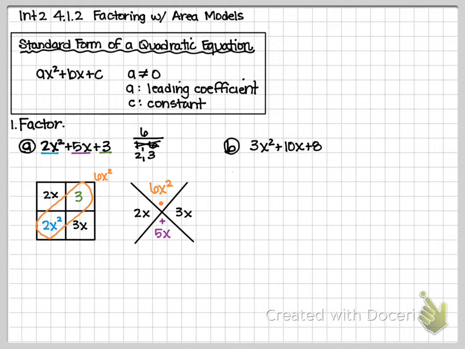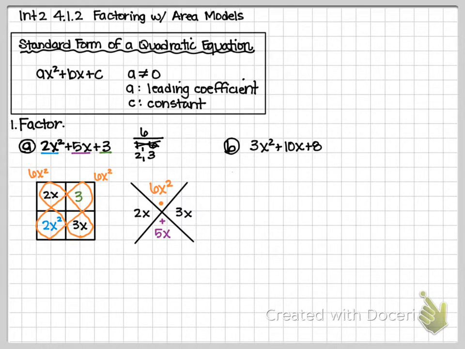Okay, now there's this pretty slick pattern that happens, and this is one way to check and make sure your area model makes sense. Remember back to when we multiplied the 2x squared and the 3, and we got that 6x squared, that orange one. If your area model is correct, then the other diagonal must also multiply to give us 6x squared. And it does. So that's good. That's just a quick check.